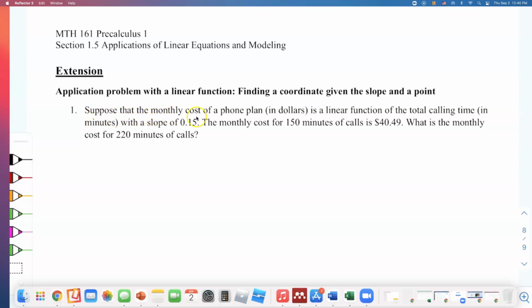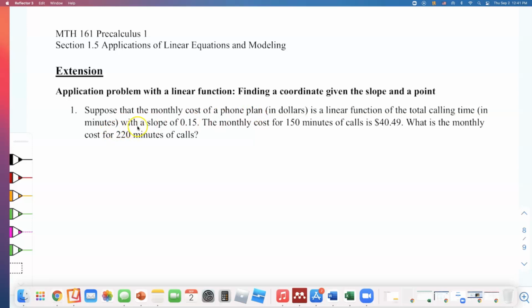Suppose that the monthly cost of a phone plan in dollars is a linear function of the total calling time in minutes. That makes sense because if you think about it, you can think of it as the more minutes you use, the more money you have to pay. It's a linear function of the calling time. The more minutes you talk on the phone, the higher the phone bill will be.